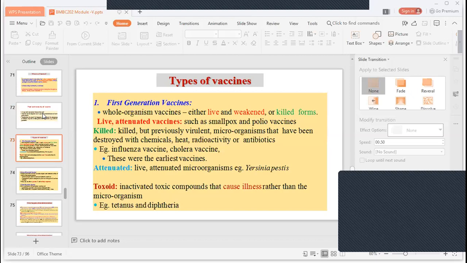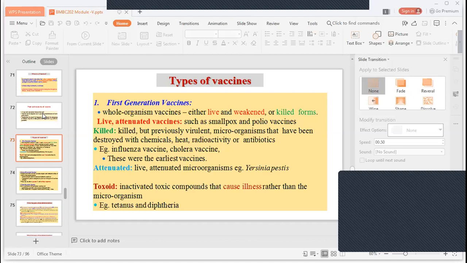Now, what are the types of vaccines? Vaccines can be classified into different generations: first generation, second generation, third generation. First generation vaccines are the type that Dr. Edward Jenner started with cowpox lesions to combat smallpox. The same technique was carried on for many years because of the similarity between cowpox and smallpox.